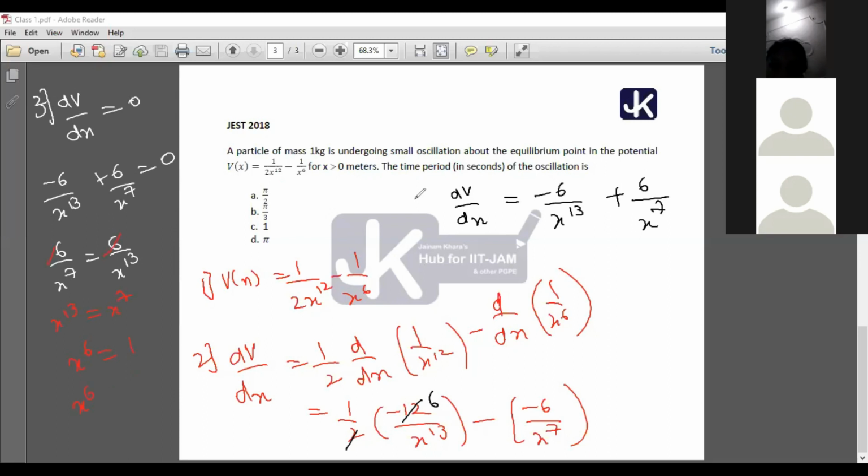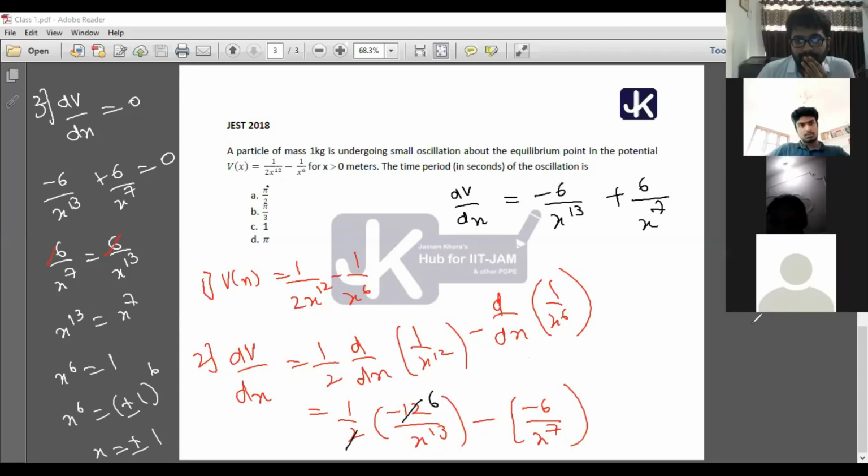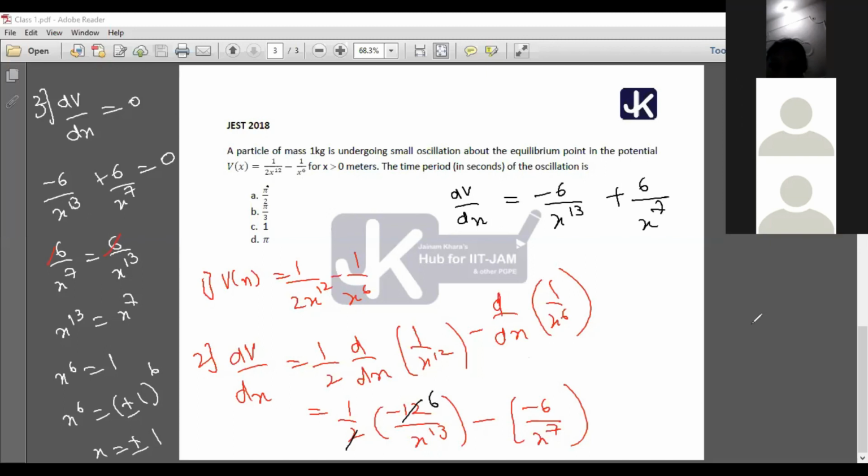Sorry, I have to write in white, really sorry. X raised to 13 is X raised to 7, or I can say X raised to 6 is 1, or I can say that X raised to 6 is plus or minus 1 raised to 6, right? So I can say that x is what, people? Plus or minus 1. So x equals plus or minus 1.